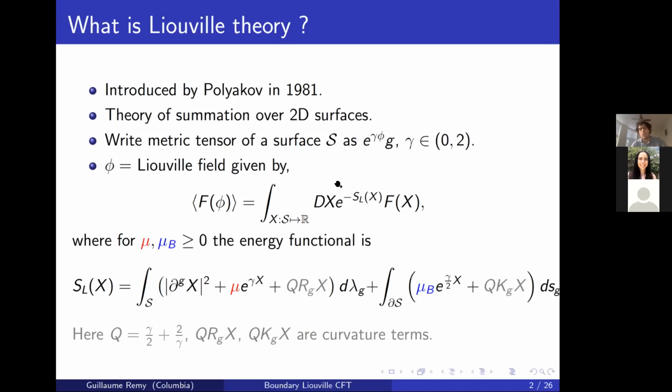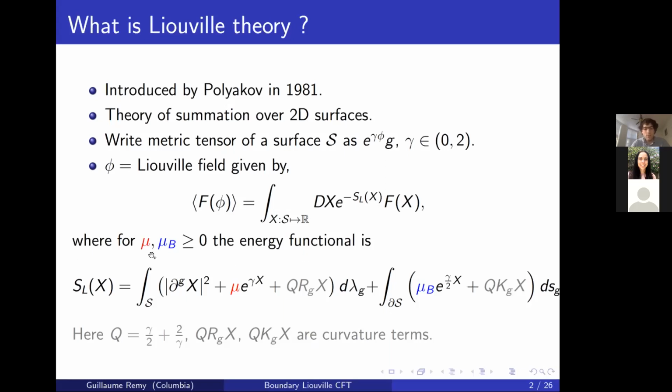And in physics, the law of this field is given by this formal path integral. So it's basically a formal sum over all maps from your surface to R, with some uniform measure, this formal, and then times a Boltzmann weight, right? E to minus an energy functional.